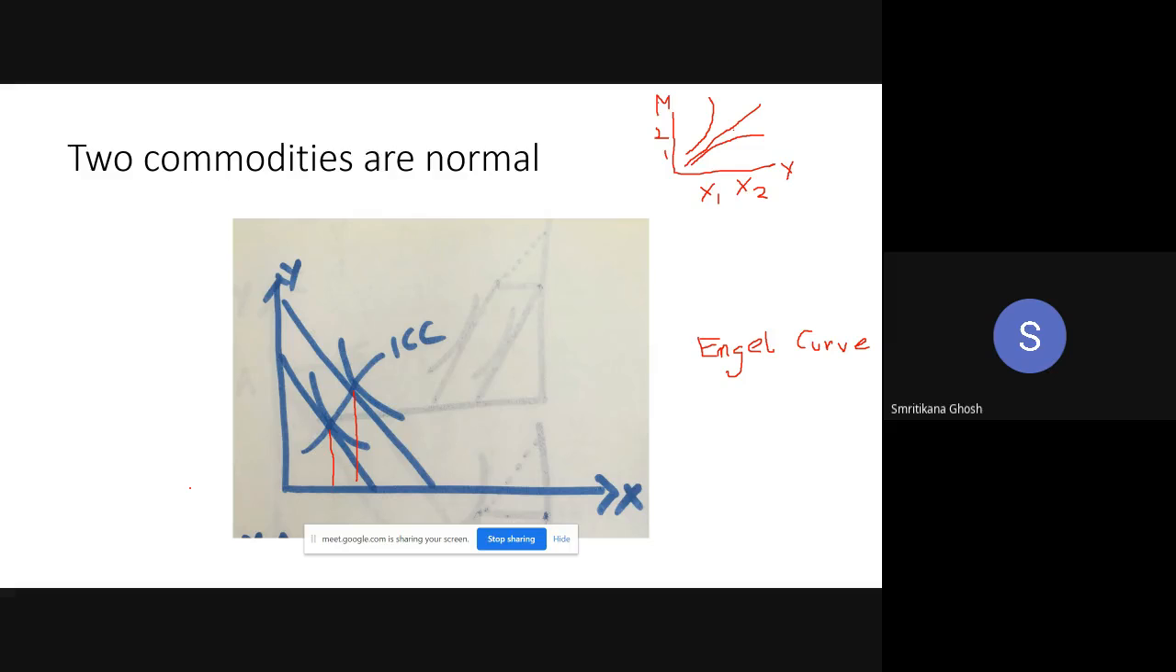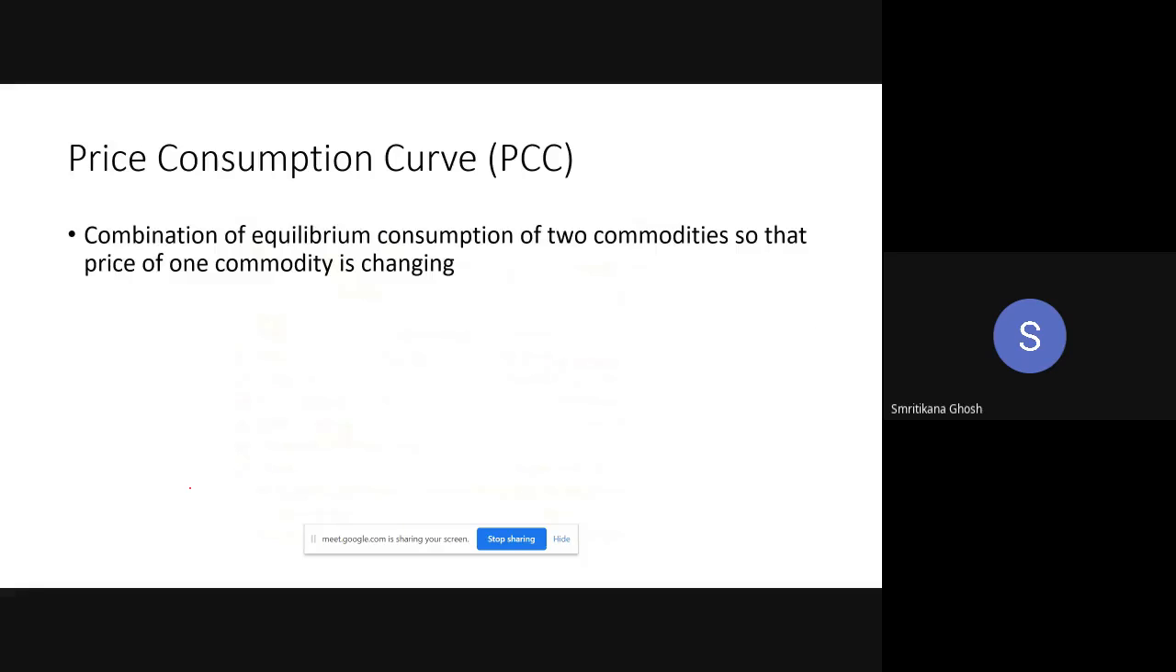So I'm going to the next part, that is the price consumption curve. It is very important. Price consumption curve, which we are calling the PCC. Okay, price consumption curve. Look at the bullet. Read the bullet first.